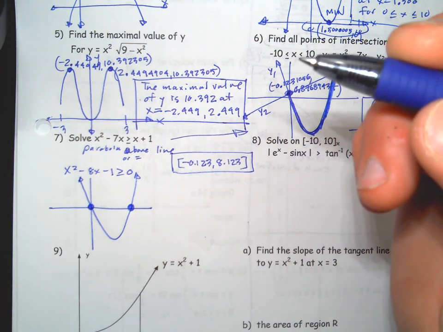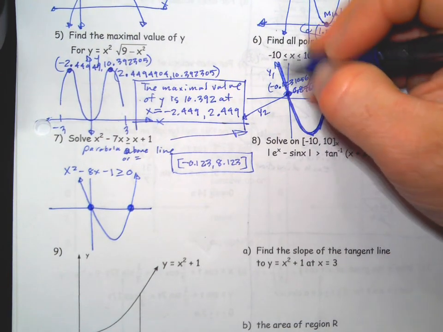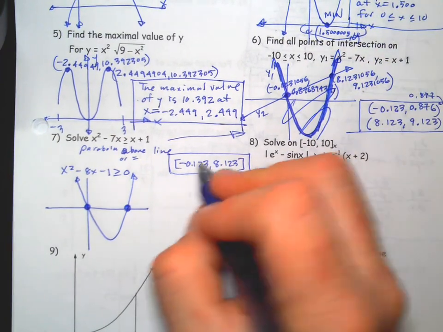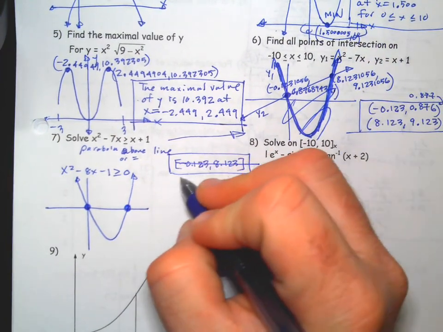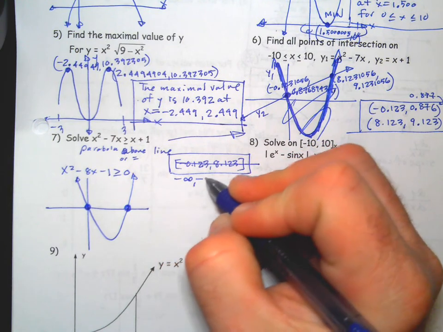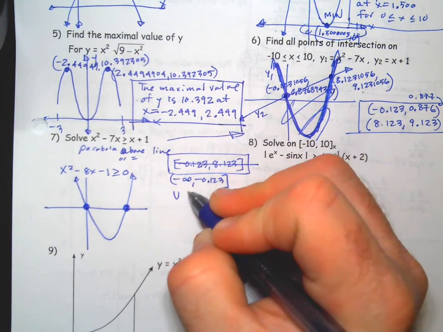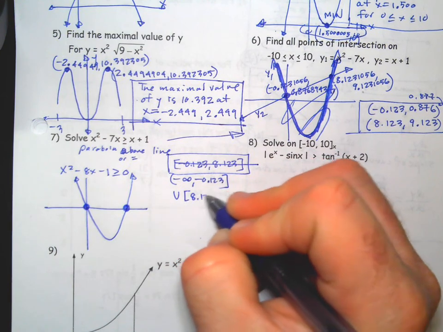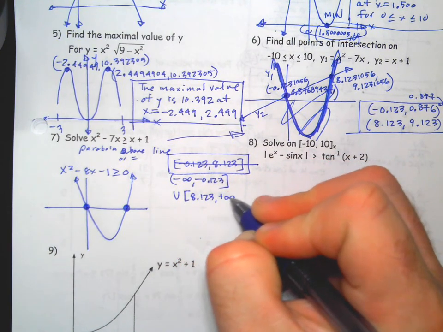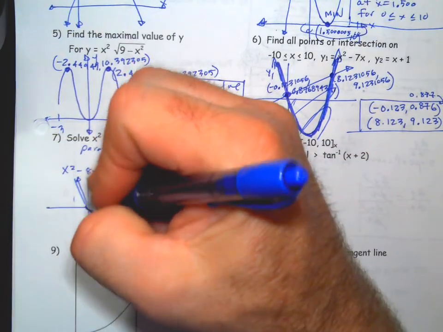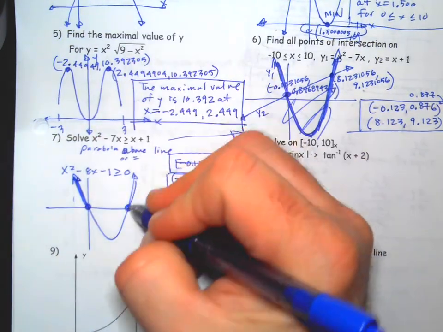You know what I messed up? It's supposed to be where the parabola is above the line. So that's not even the answer, but it would be negative infinity to negative 0.123 bracket union 8.123 positive infinity. That's the correct answer based off that. And that's going to probably match up to this, hopefully.